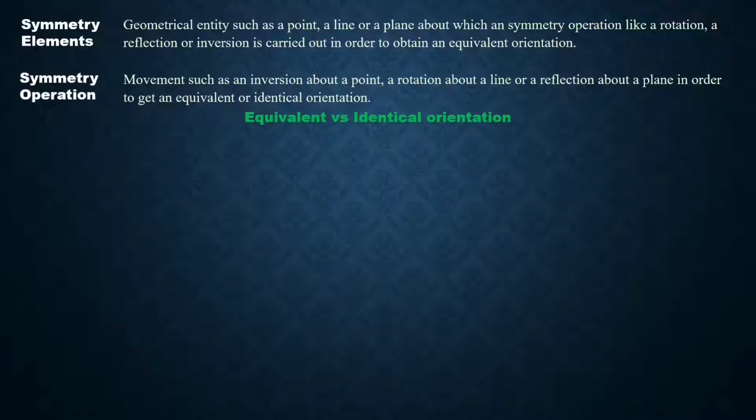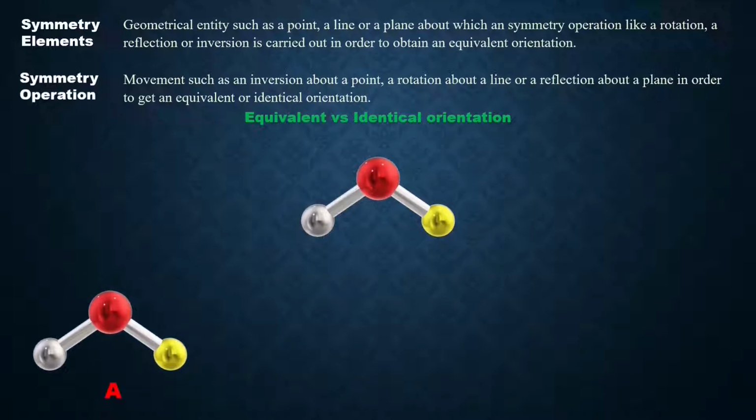To differentiate between equivalent and identical orientations, consider an example of a water molecule and differentiate the hydrogen atoms with grey and yellow color. Initially, imagine the hydrogen atom with grey color on the left hand side and the hydrogen atom with yellow color on the right hand side as shown in structure A. If we rotate this water molecule along an axis passing through the oxygen atom by 180 degrees, the oxygen atom will remain in its place while the hydrogen atoms will move to each other's position as shown in structure B.